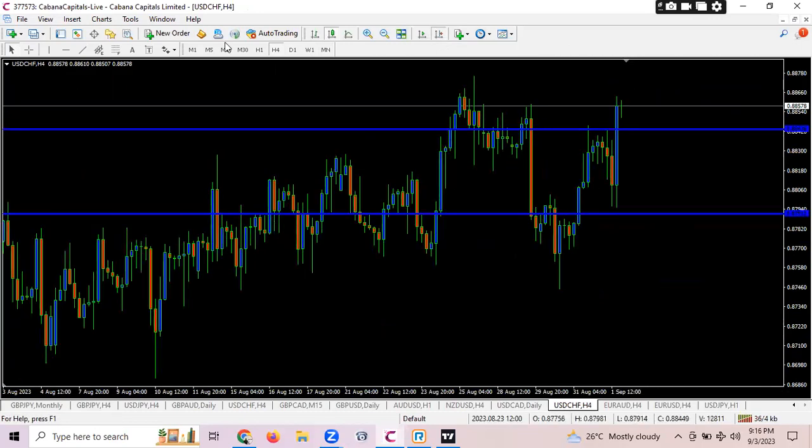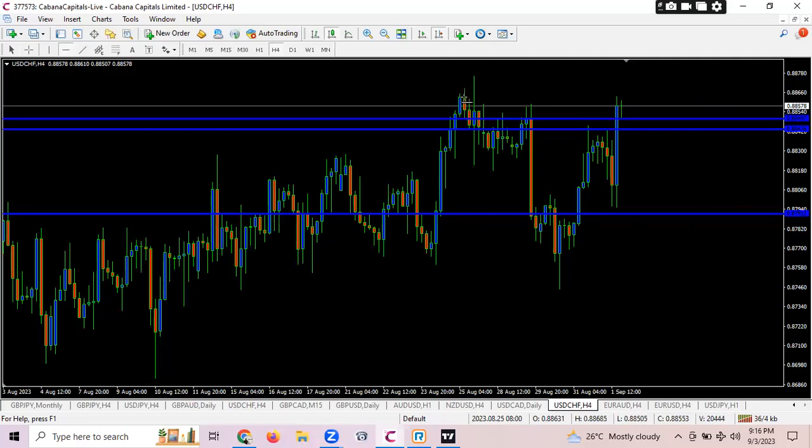4-hour also is bullish. The resistance was broken here. It has become a support. You can see market tested this. After the breakout from this resistance, there was a pullback to that resistance, which has become a support. Break and retest. That's what played out here.